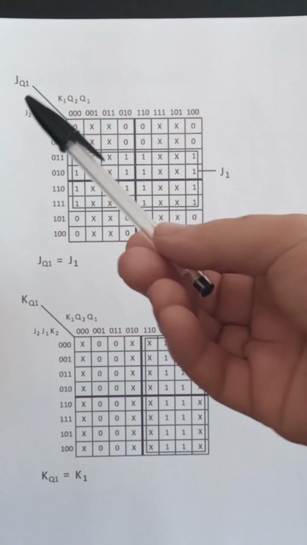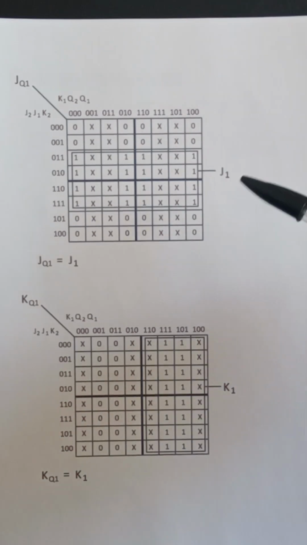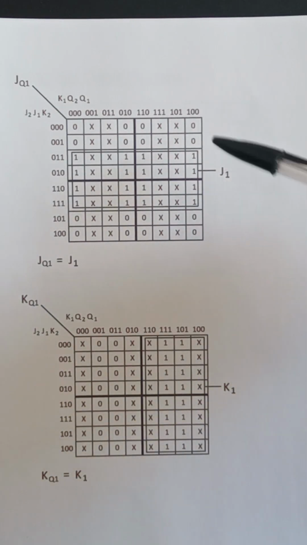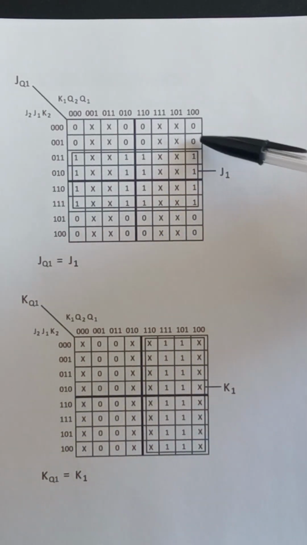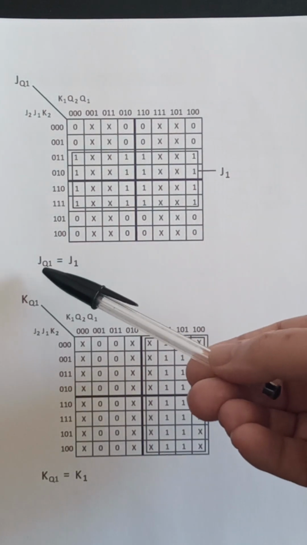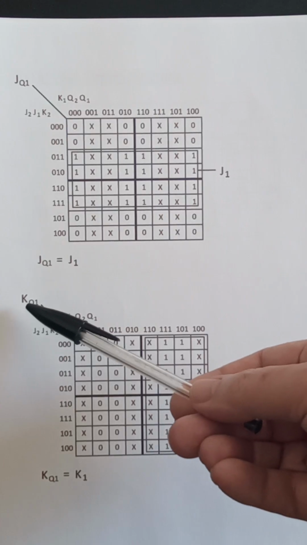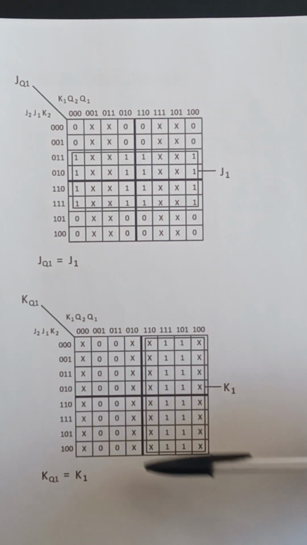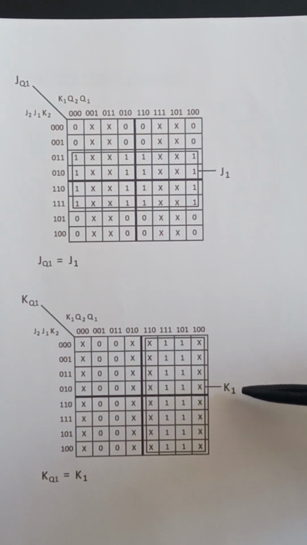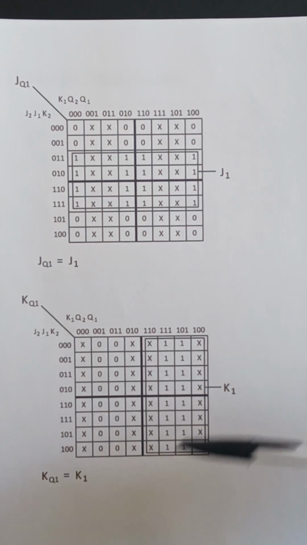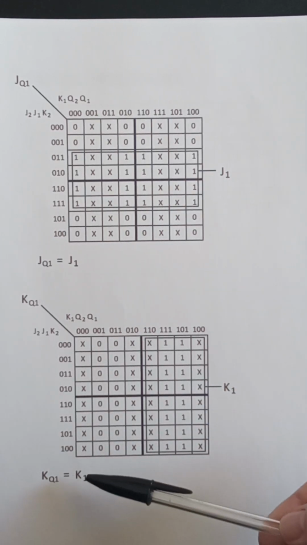This is the counter map for JQ1, so a hell of a lot simpler. JQ1 equals J1, and the counter map for KQ1, again a lot simpler, equal to K1, so KQ1 equals K1.